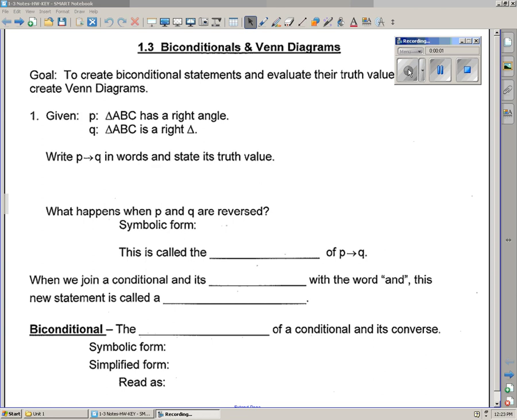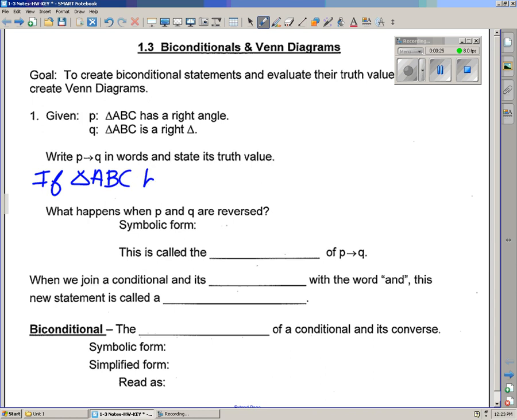So what we're going to do now is to create biconditional statements and evaluate their truth values, as well as to create Venn diagrams. So if you're given these two simple sentences, the first one, P being ABC has a right angle, and Q being ABC is a right triangle, write if P then Q in words and state its truth value.